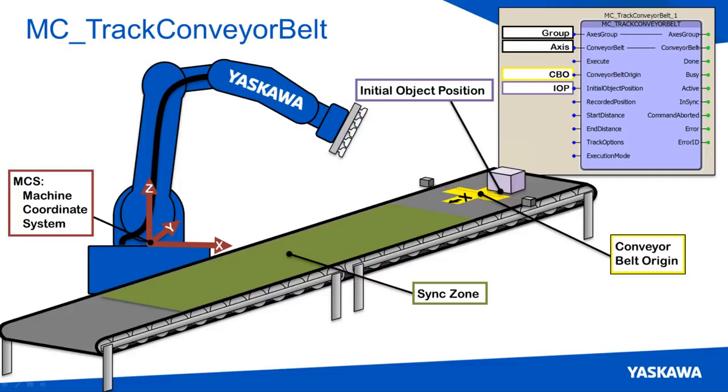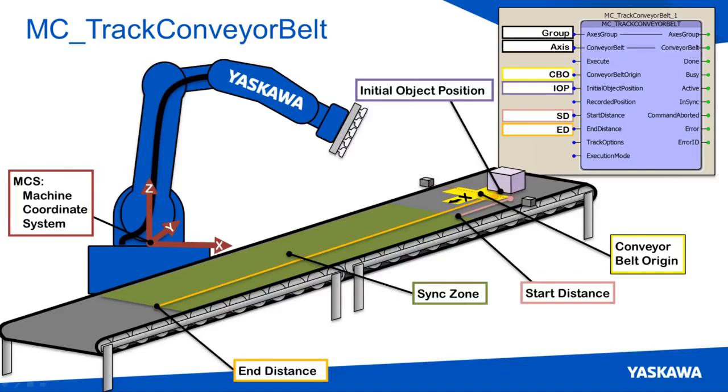This is going to be defined by two different inputs of the MC track conveyor belt function block. The first is the start distance. That is the distance from the origin of the conveyor belt to the beginning of the synchronization zone. And the same thing going to the end of the synchronization zone is called the end distance. So those are both just scalar numbers. So we have a start distance along the x-axis and an end distance along the x-axis of the conveyor.